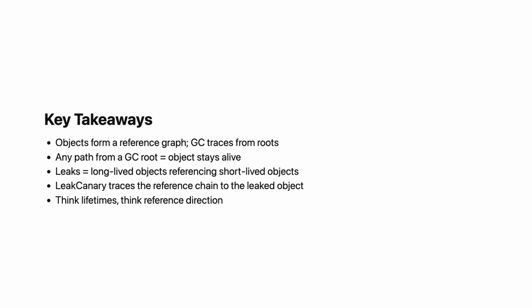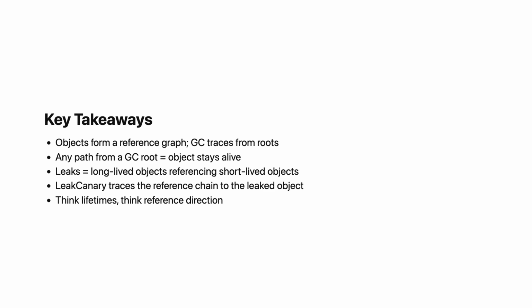Here's what we covered. Objects reference other objects, forming a graph. The GC traces from roots, marking everything reachable as alive. If any path from a root reaches an object, it cannot be collected. Memory leaks happen when long-lived objects hold references to short-lived objects, preventing collection. Common Android leaks include activity references in callbacks, view models holding views, and static context references.